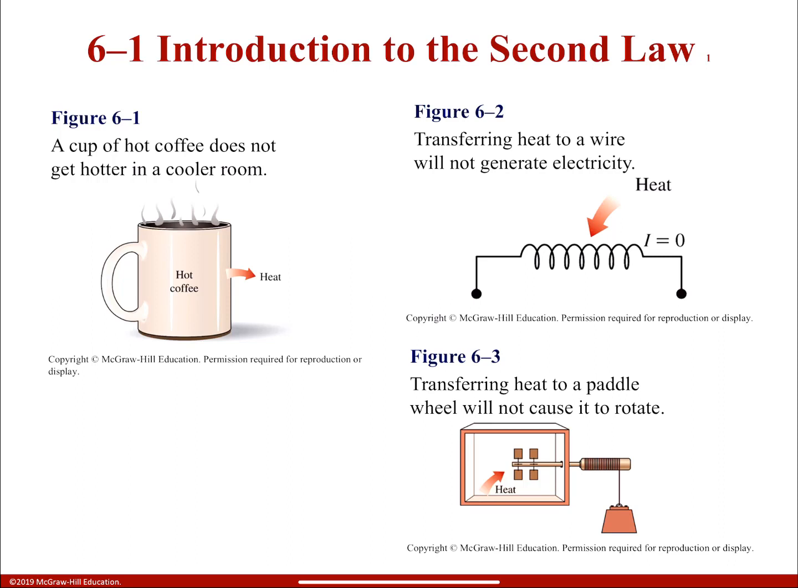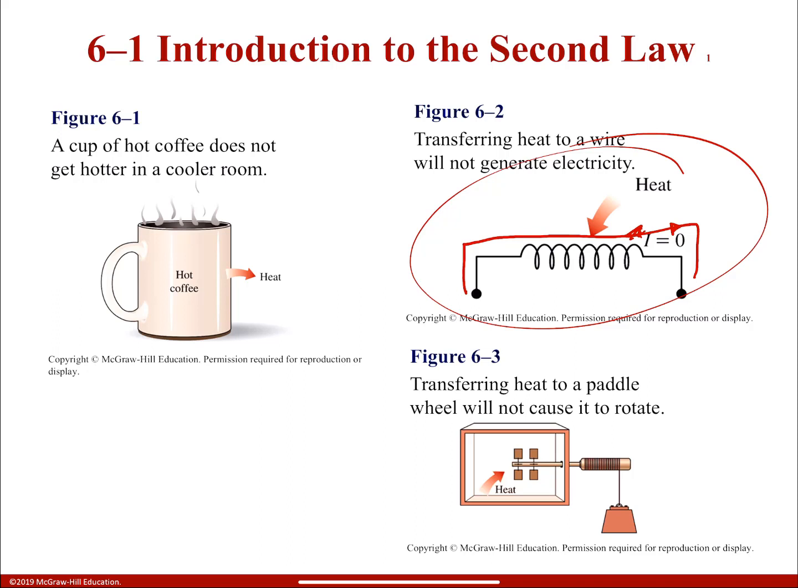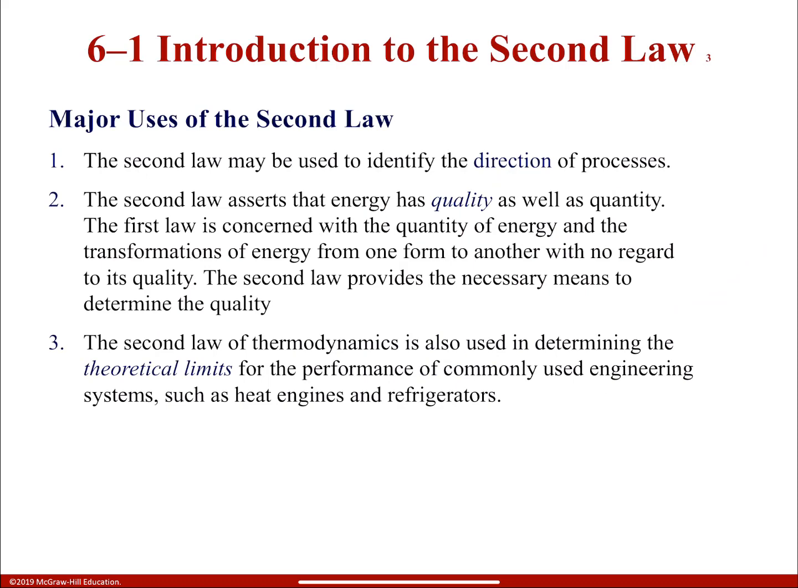So like I said, the second law will tell you the direction of the process. If you have, for example, this example right here, transferring heat to a wire will not generate electricity. Depending on the direction, as the current flows through this wire, you should have heat coming out of the system. If you transfer heat, you will not have current flowing through the wire. Therefore, the only direction of the process is the current flowing through the wire, and as a result of that, Q has to go out of the system.